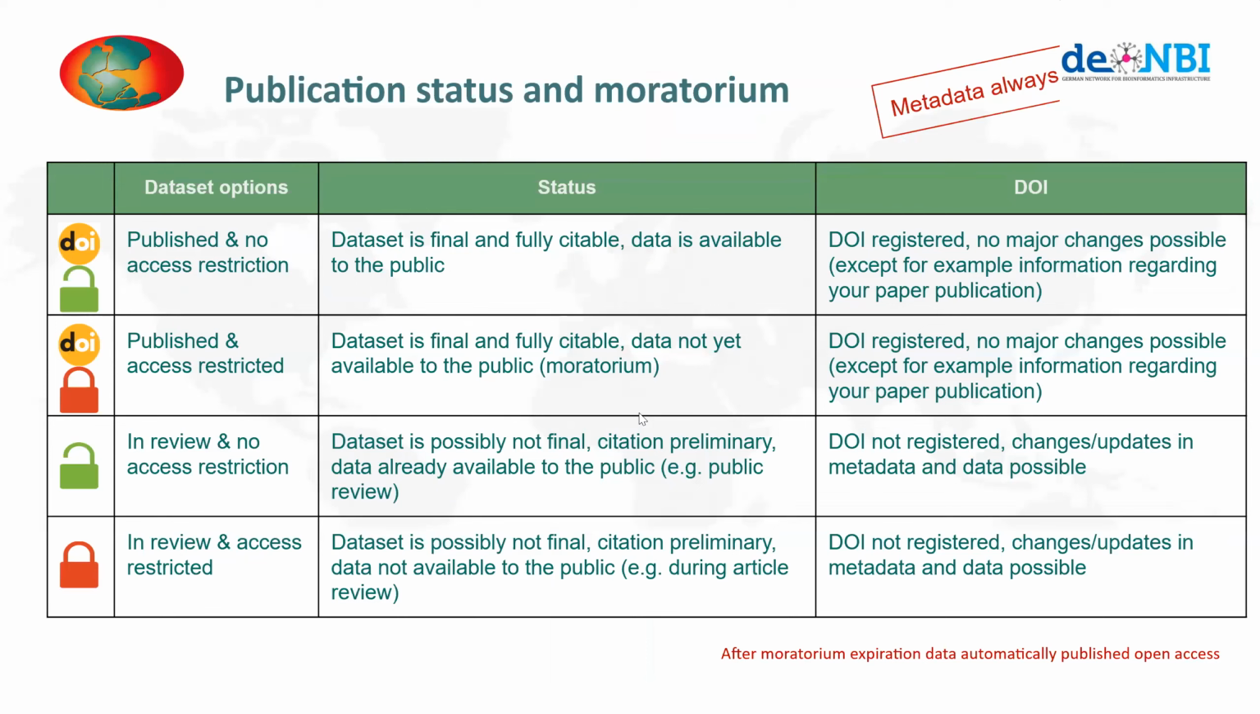After that, we need a decision on what the publication status and moratorium will be. So we can publish the data right away, and these data at this stage can be fully citable. So that means that the DOI can be registered, and you have two options here. In any case, this data set should be at this stage final, and no further major changes are possible anymore.